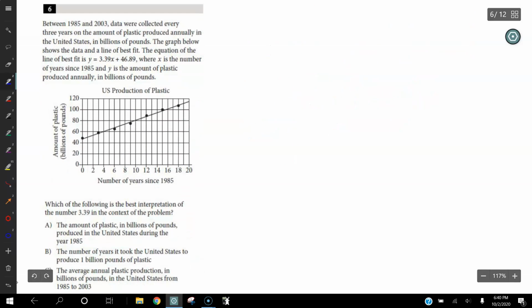Number 6, between 1985 and 2003, data is collected on plastic. Looks like we have a line of best fit. Then they give me an equation. So we have this y equals 3.39x. So notice that number right there is our slope. That's going to be, this represents our increase.